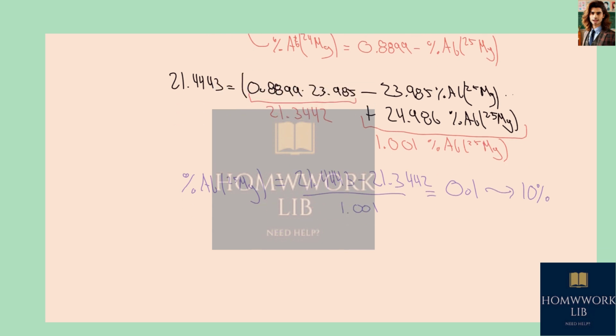And finally, to know the percent of abundance of magnesium 24, we know that this is going to be 100% minus the percent of magnesium 25, that is 10%, minus the one coming from magnesium 26, which is 11.01%, which gives us 78.99%.